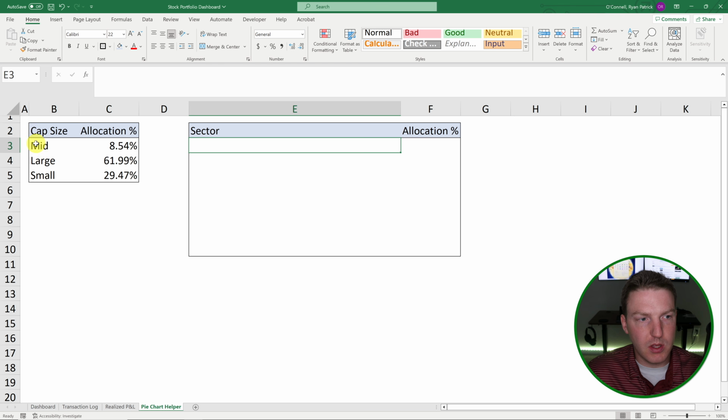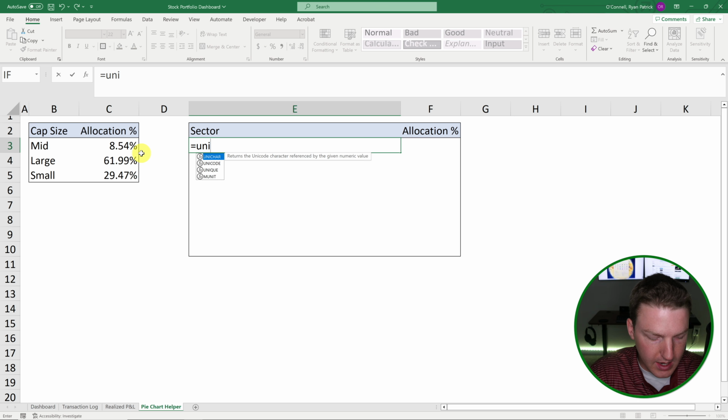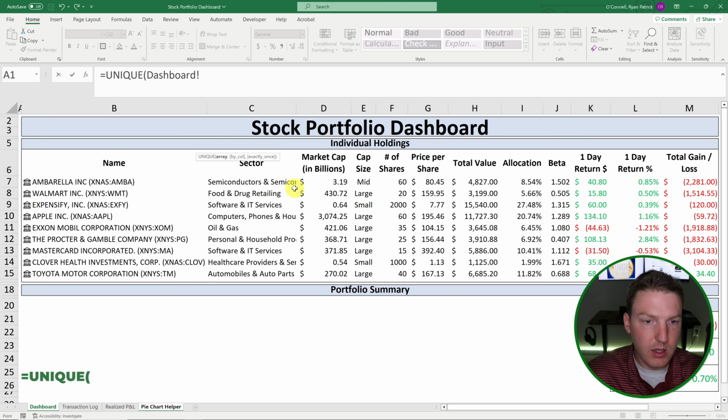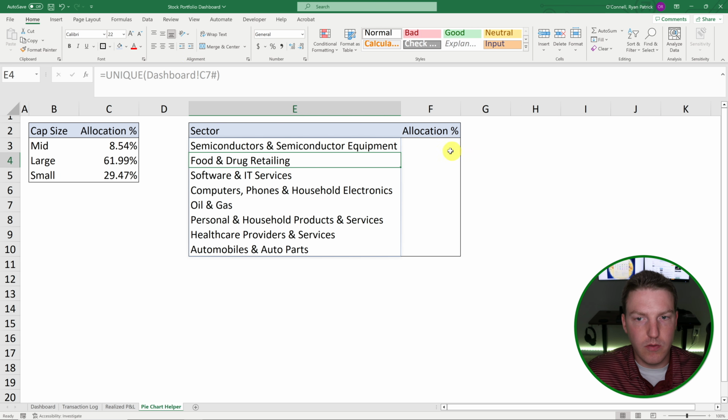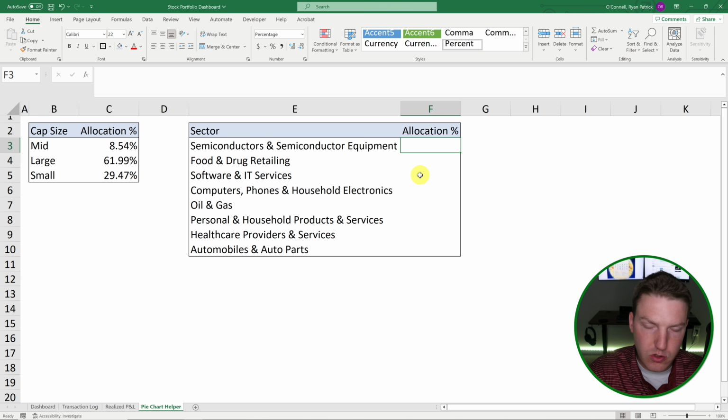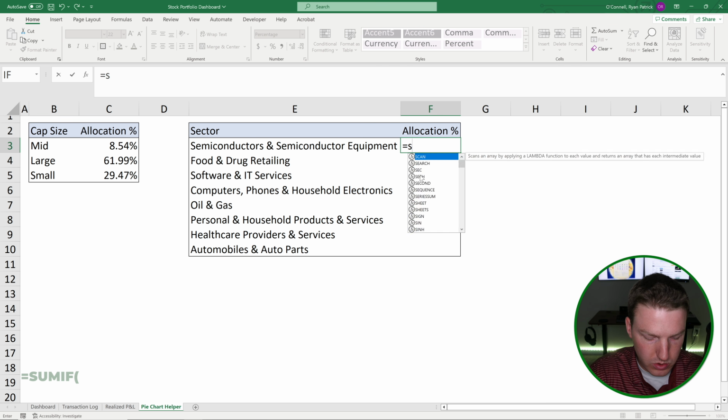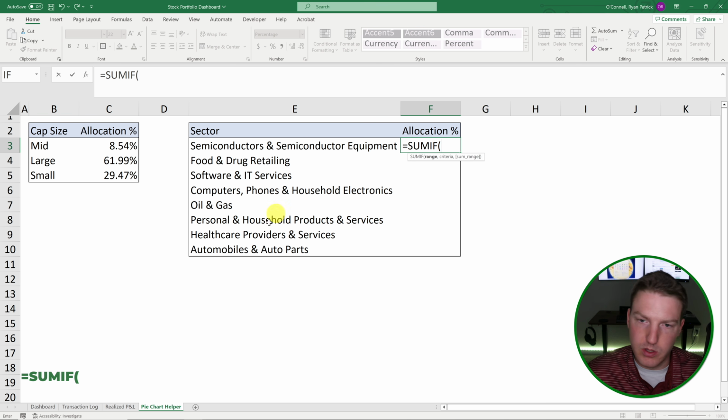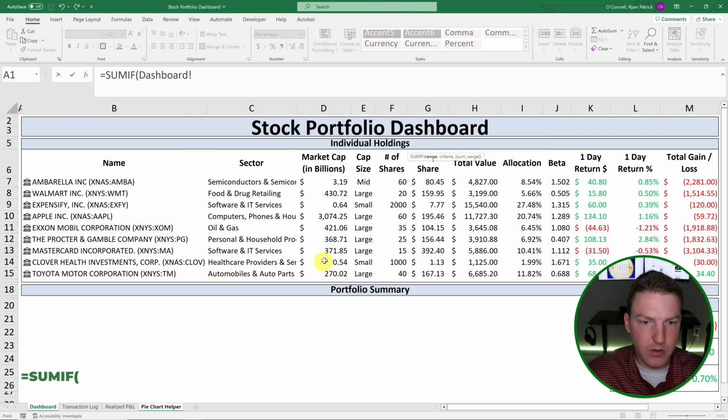Now we're going to do the same thing that we did over here, but we're going to do it by sector. So let's do equals UNIQUE. Let's grab all of these sectors from here. Then we can just close that formula. So that gives us all of our different sectors. Now for allocation percentage, that's just going to be equal to SUMIF. So we're going to follow the same thing we followed last time. So we'll grab all these sectors as our range.